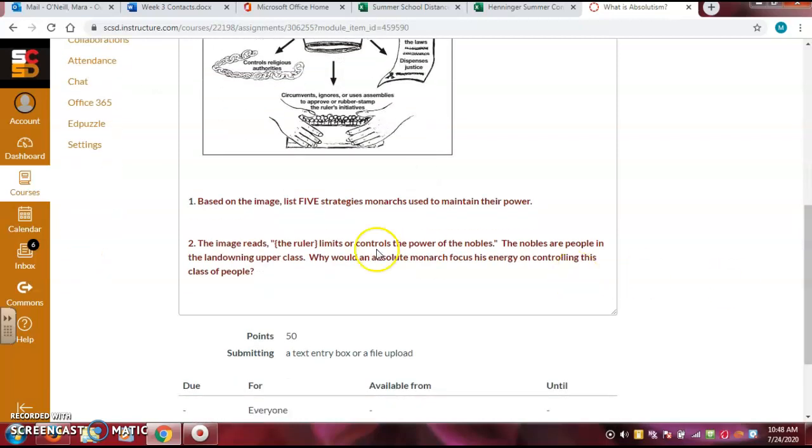Your two questions. Number 1, based on the image, list 5 strategies monarchs use to maintain their power. What are the 5 things they do according to this picture that keeps them in power?